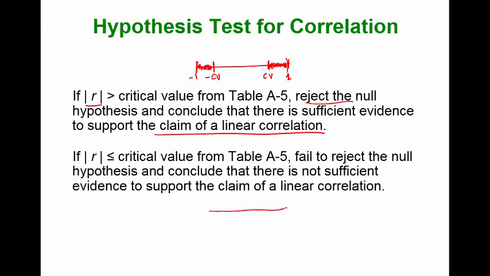On the other side over here, we're looking at if R is less than the critical value in absolute value. So we're talking about R that's between the two critical values, positive and negative. If that happens, then we fail to reject the null hypothesis and we conclude that there is not sufficient evidence to support linear correlation.